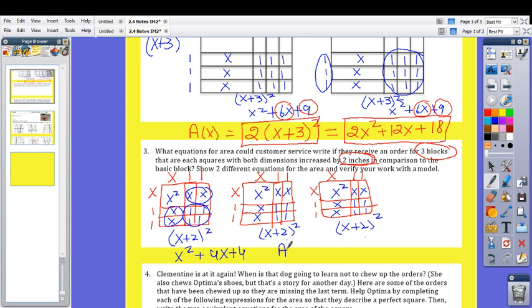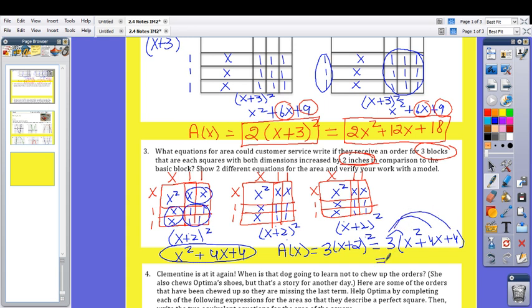Now let's write down the area for all of them. There are 3 of these, so 3 times (x plus 2) squared. Now there are 3 of these, so it will be 3 times (x squared plus 4x plus 4). If you multiply this 3 inside, then it will be 9x squared.